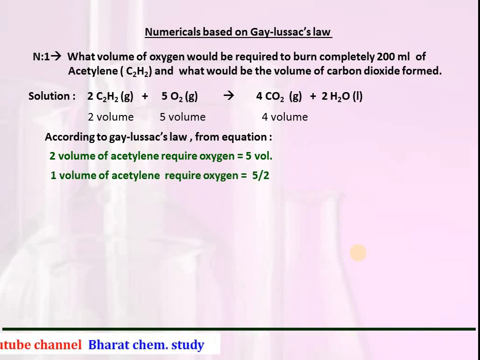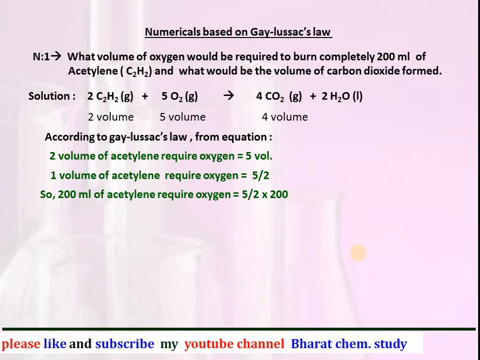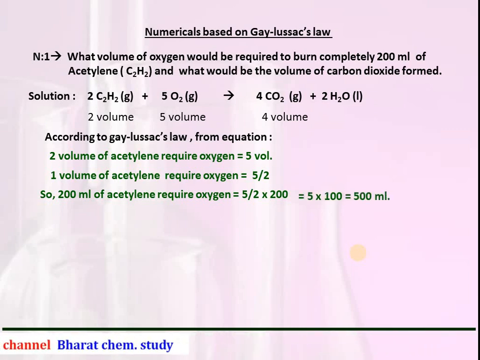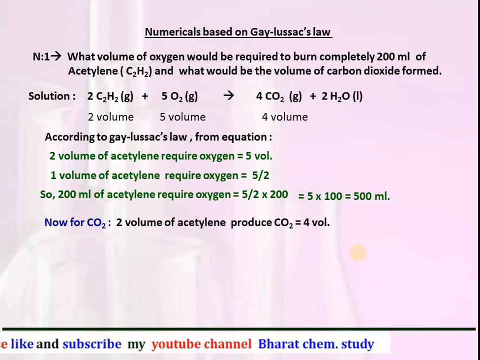Therefore, 1 volume of acetylene requires oxygen equal to 5 by 2. Therefore, 200 ml of acetylene requires oxygen equal to 5 by 2 multiplied by 200, which comes equal to 500 ml. Now, for carbon dioxide, again from acetylene, 2 volumes of acetylene produce carbon dioxide equal to 4 volumes.